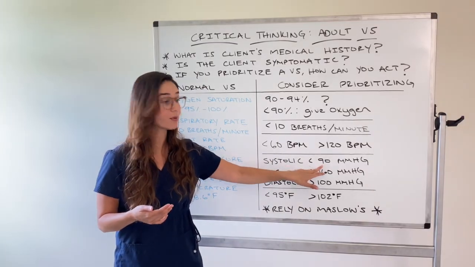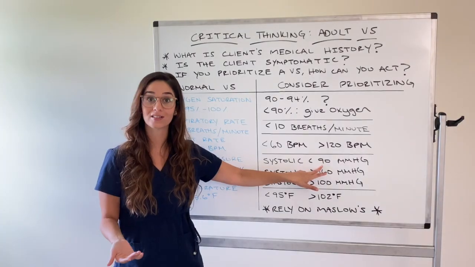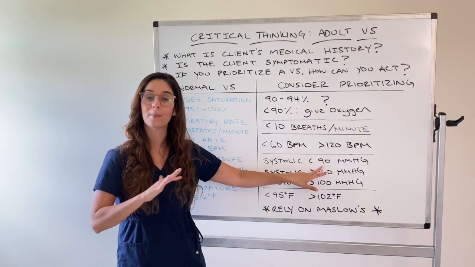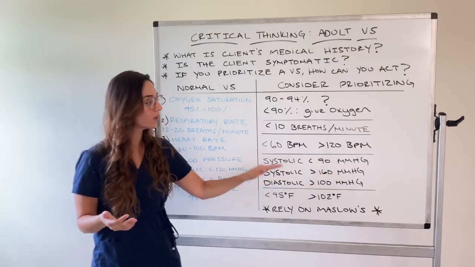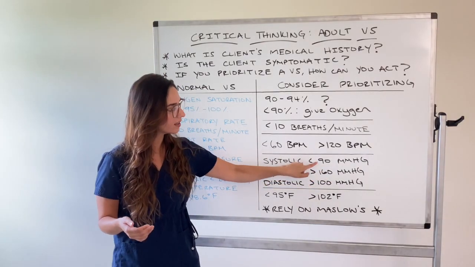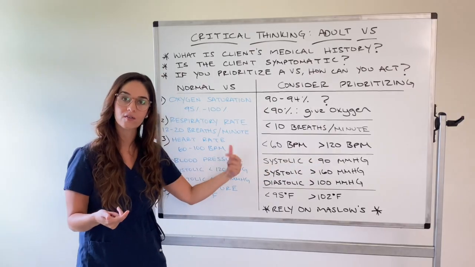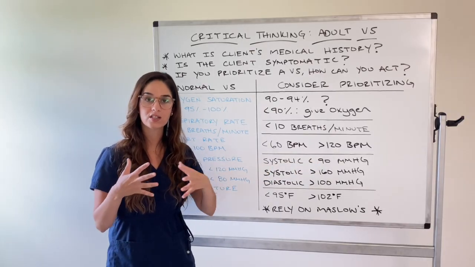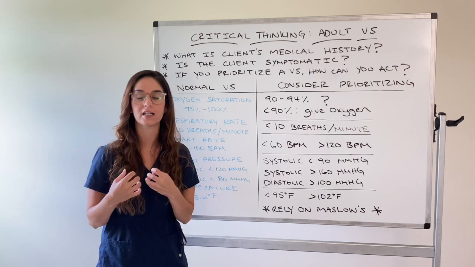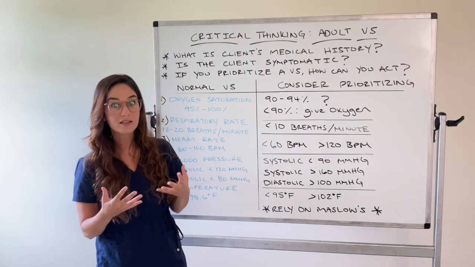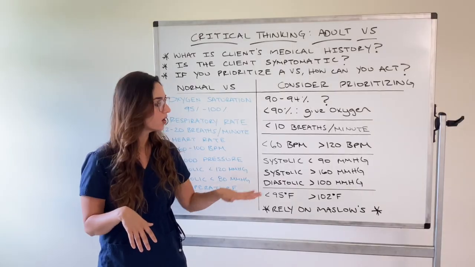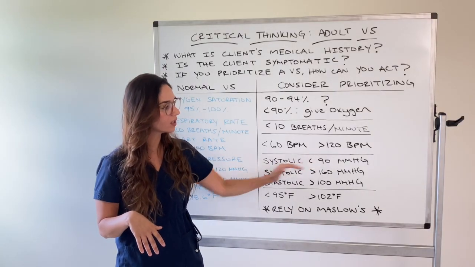But again, my blood pressure is usually 90s over 60s. That's where I run. That's my baseline, and I don't have any other symptoms. So yes, start looking into this, but also look at other things like heart rate and their mental status and how they're feeling and their cognition. Are they completely oriented? Are they dizzy? Are they fatigued? So start considering looking at that.